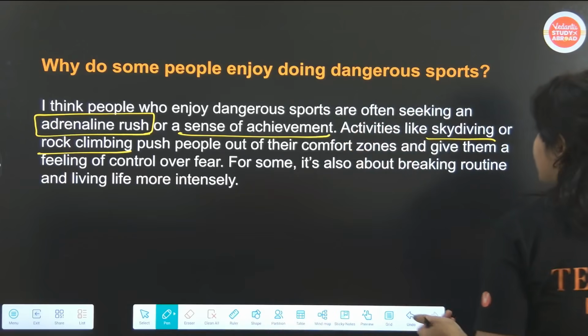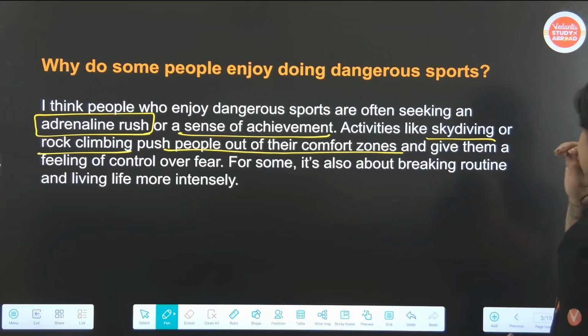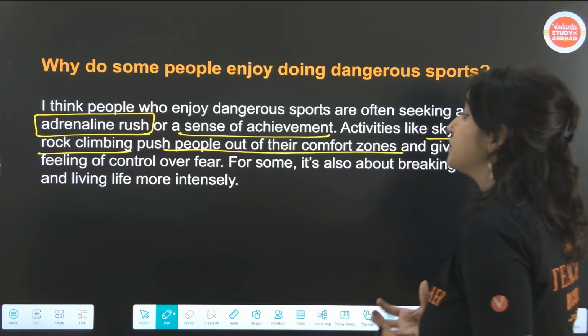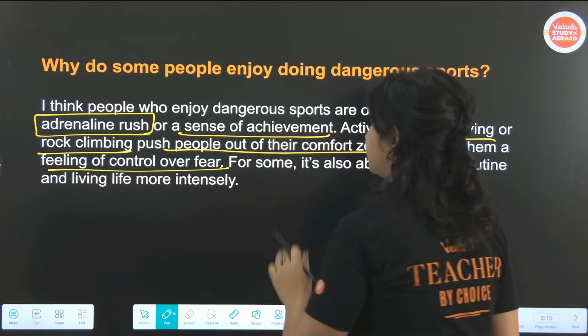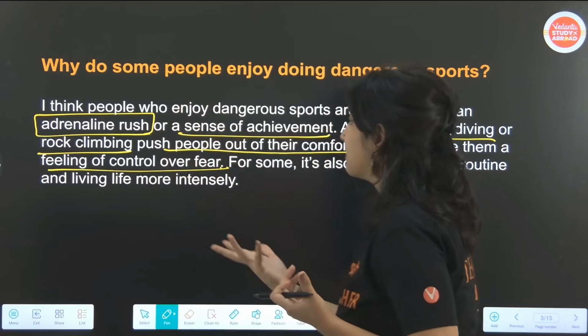Push people out of their comfort zone. Push somebody out of their comfort zone. Again, an idiom, a phrase that is commonly used by native speakers. And give them a feeling of control over fear. Feeling of control over fear. Again, nicely put, succinctly explains what's going on in somebody's head.